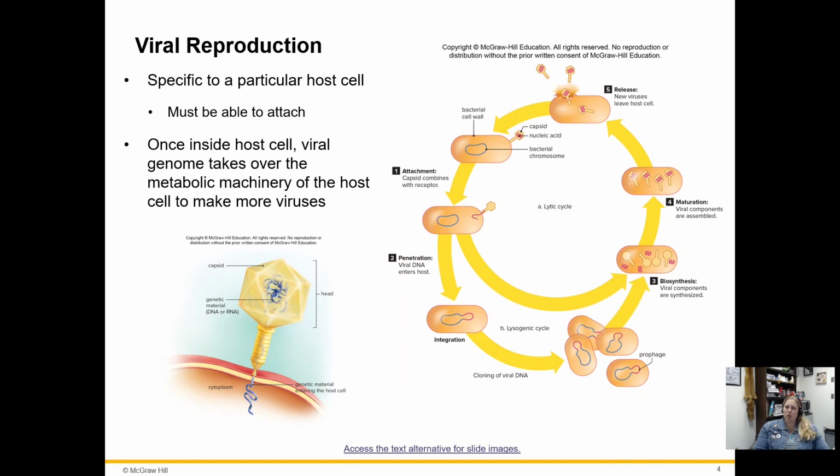Those sores are shedding live virus, and so it is going through that lytic cycle. But not all chickenpox virus will go through the lytic cycle. Some of it will go into a lysogenic stage, and then as an adult can reemerge as a different disease called shingles. We see that in the lysogenic cycle as well.